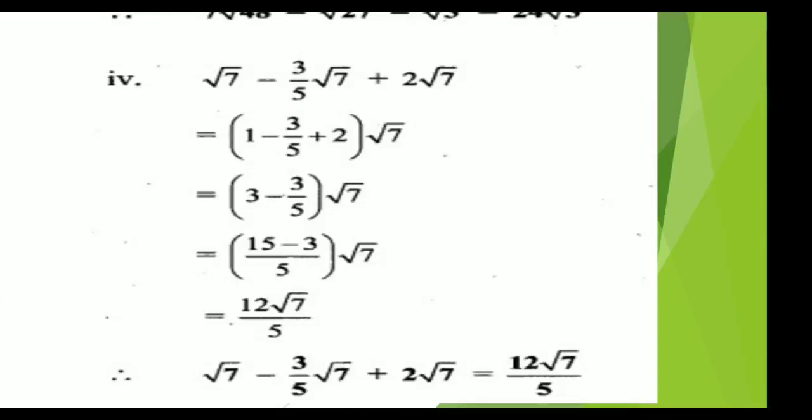Now question number 4. Root 7 minus 3 upon 5 root 7 plus 2 root 7. Now the order is also same, the radicand also same. Now we can do addition or subtraction. So in the bracket I will write, when there is nothing I will write 1. So 1 minus 3 upon 5 plus 2 root 7. Do the calculation, you will get the answer, children. 12 root 7 upon 5 is the answer.